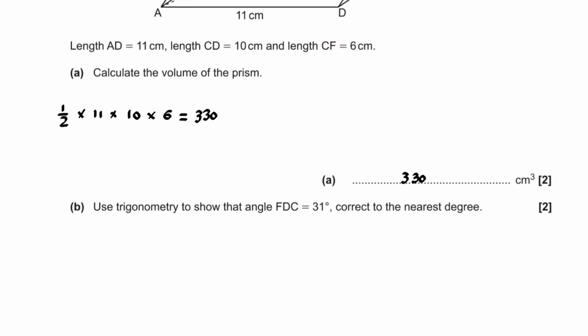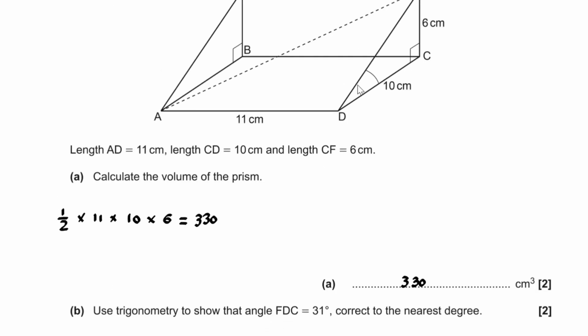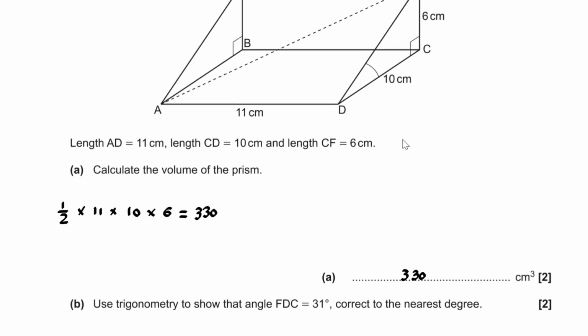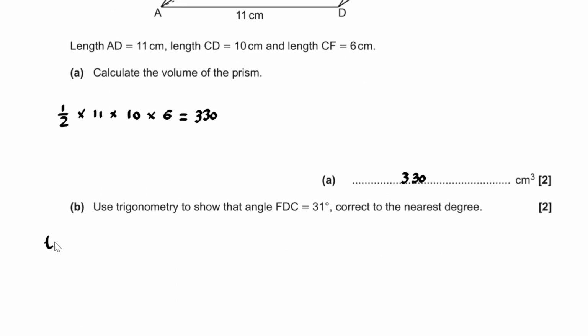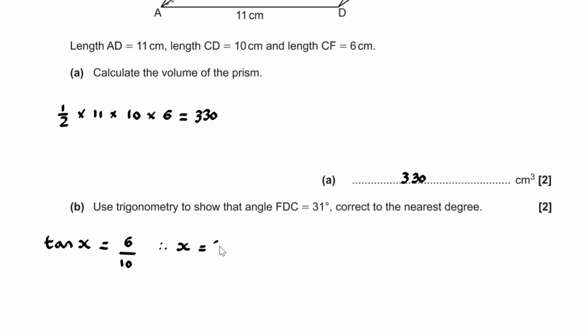And now for part B, we have to use trigonometry to show that the angle FDC is 31 degrees. So FDC, that's this angle here. So we've got the opposite 6, we've got the adjacent 10, so we've got the tangent of x equaling 6 over 10. So therefore x is equal to the inverse tangent of 6 over 10, which is 30.96, which is approximately 31 degrees.